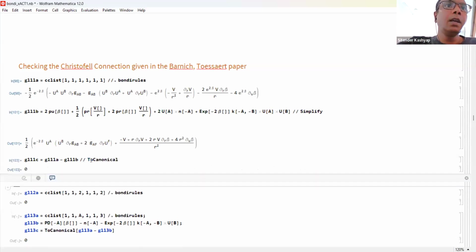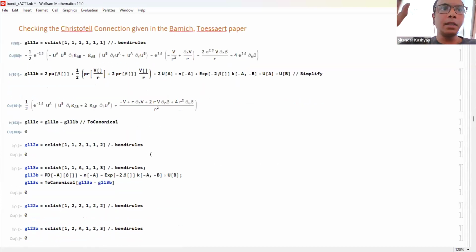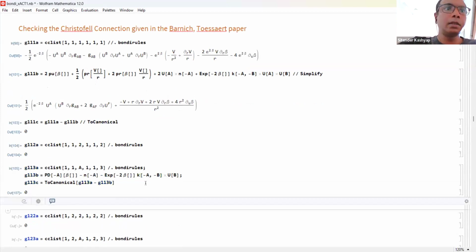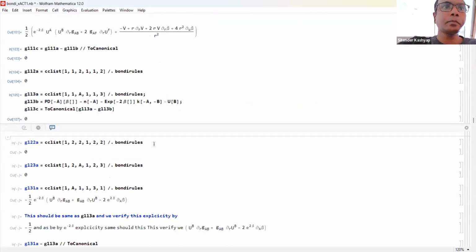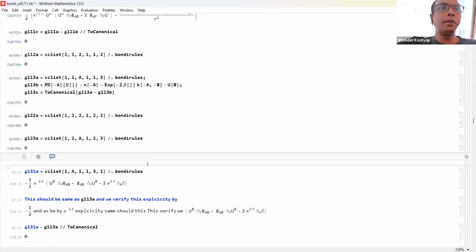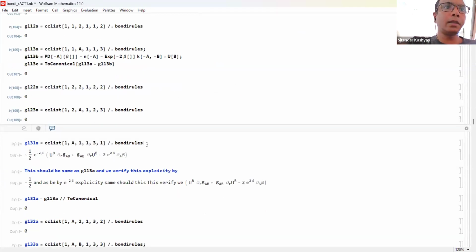So let's say ToCanonical. What it does is it rearranges etc., and then it shows that the expression that we have and the expression that Varnish and Thresh give are essentially same. So this we can do for gamma UU or gamma UUA, and we can keep doing for all the Christoffel connections.